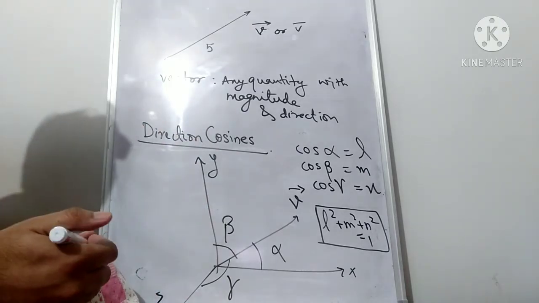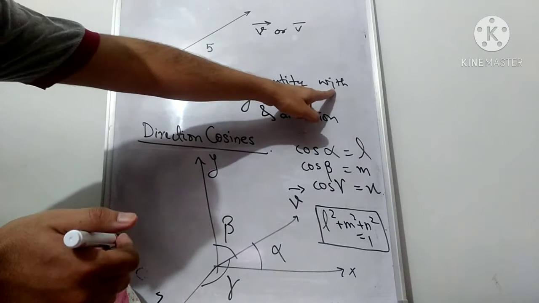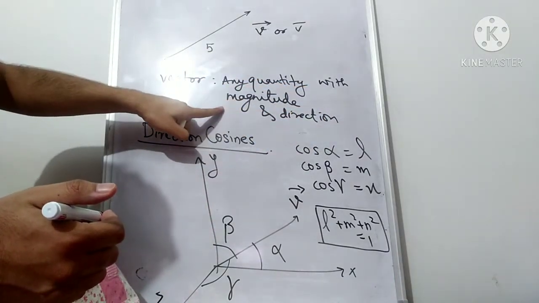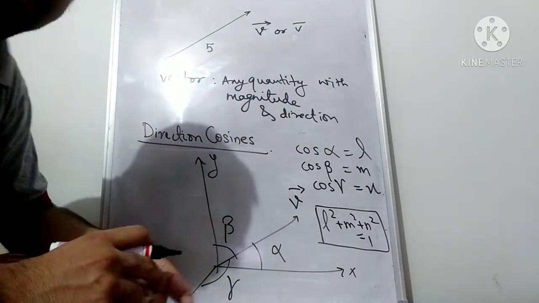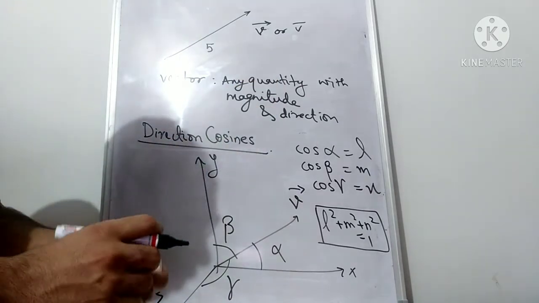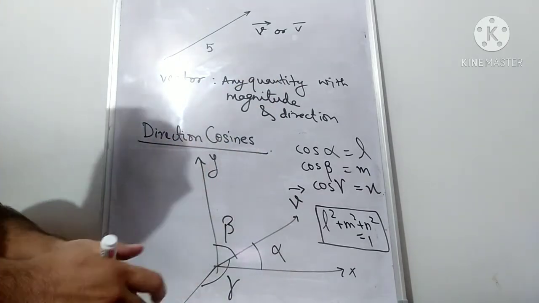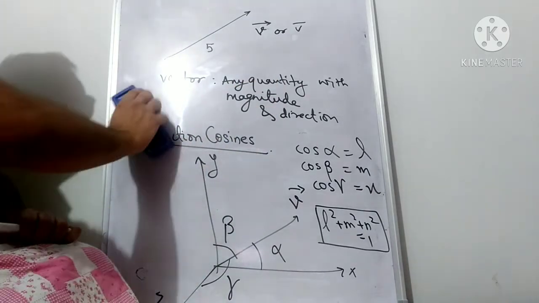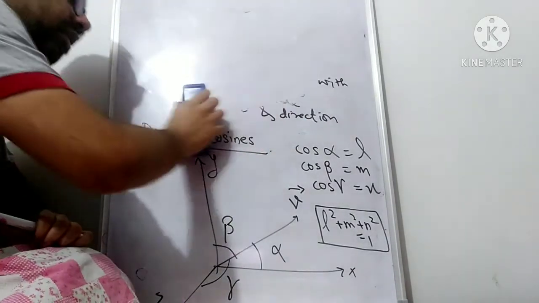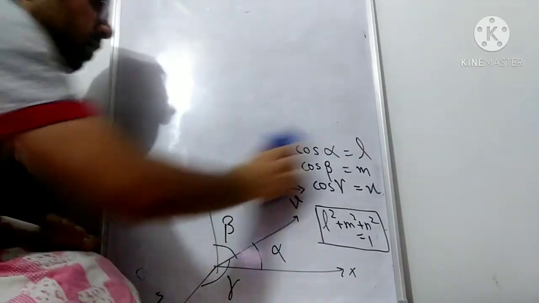And for a vector both things are important. It should have a particular magnitude and it should have a direction. If any one thing is missing, then we cannot define it as a vector. Okay, then how many types of vectors exist, or what are the different types of vectors?